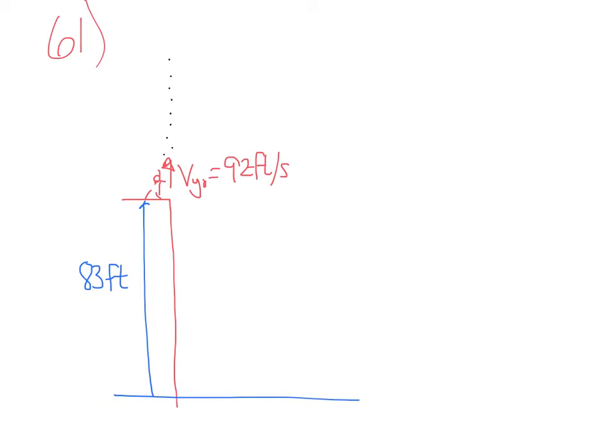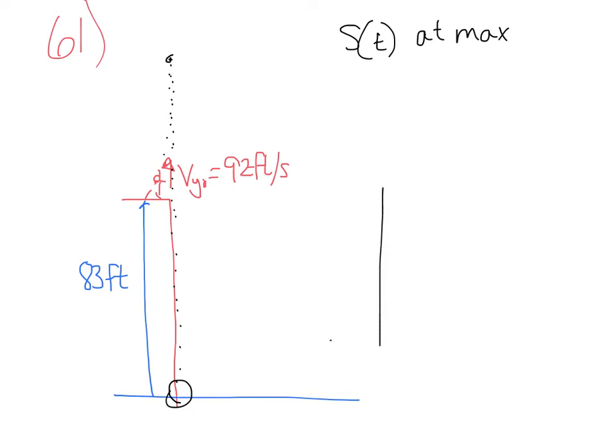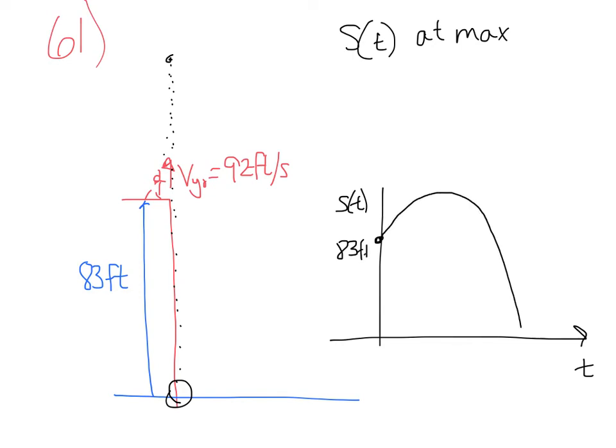The question says find the maximum height, find S at the maximum height. So we should see some kind of curve with a max on it. Then it says, how long does it take to hit the ground? It's going to go up, then come right back down past him, and hit the ground too. If I graph position as a function of time, the ball gets thrown from 83 feet, goes up and down, and hits the 0 height level at some time. That's what the graph should look like. So how do we get that graph?